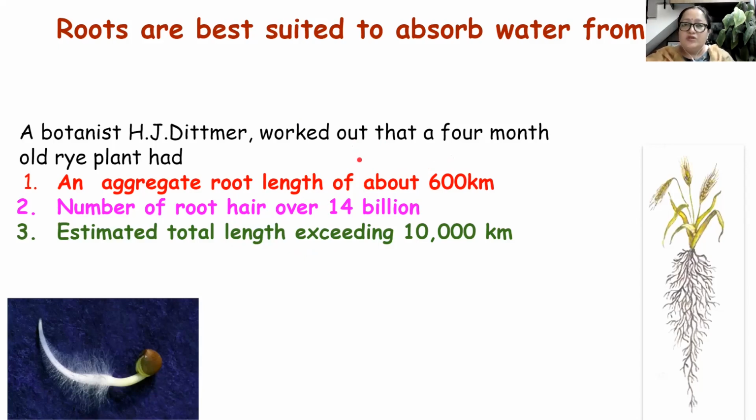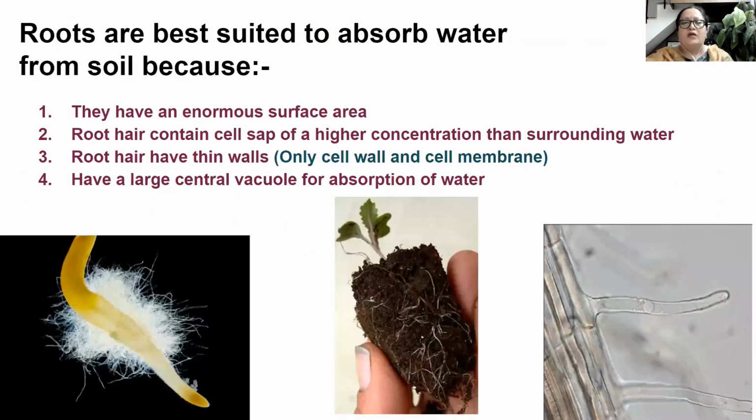It has an enormous surface area. No other plant part can match this surface area. So the roots are best suited because they have enormous surface area, as can be seen by the small seedling. It has an extensive root system. See the size of the seedling and see the extensive root system. They have a cell sap at a higher concentration than surrounding water. They have thin walls, only a cell wall and cell membrane, and they have a large central vacuole for absorption of water. The water needs to be retained in the plant cell. It is retained in the vacuole.